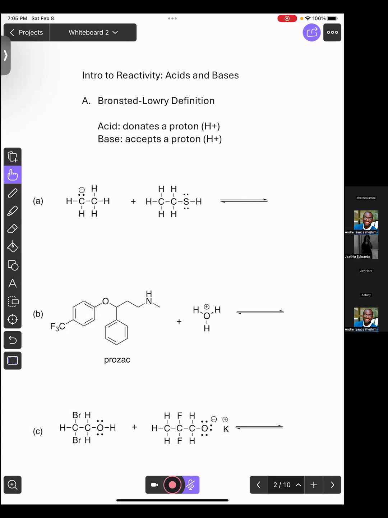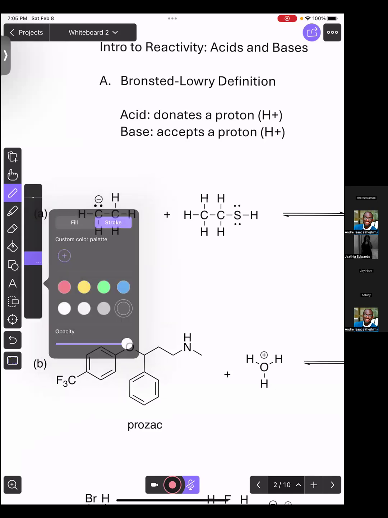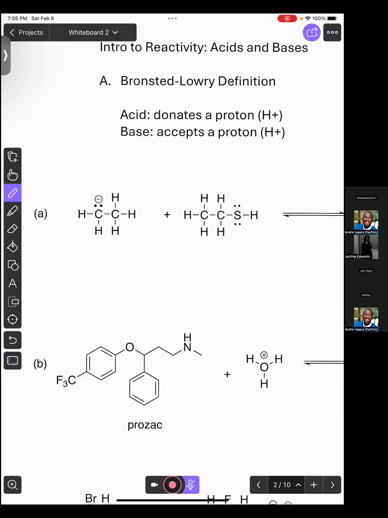So once again, the Bronsted-Lowry definition is that an acid donates a proton or a hydrogen atom, H+, and the base is the molecule that accepts that proton, H+. We're going to refine this definition, but this is the one that you typically learn in high school, and it is what we're going to start with. So the first question is, how do you identify the base? We have two molecules here. Here's an example in A. How do you identify the base? Can someone tell me? Which one is the base in this molecule and why?